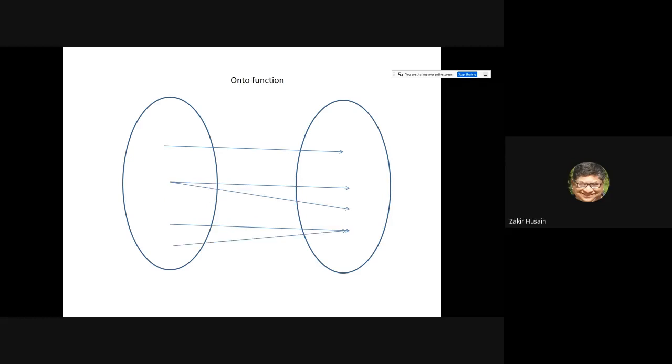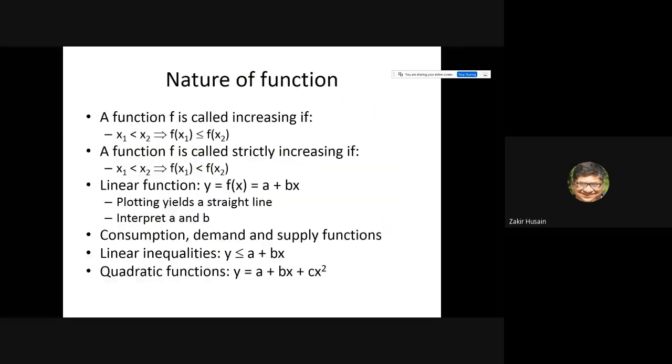Okay, this is an onto. What is the range? So I think the arrows in the box, those values will be the range, and the entire box is the codomain. Let's go to the range definitions.